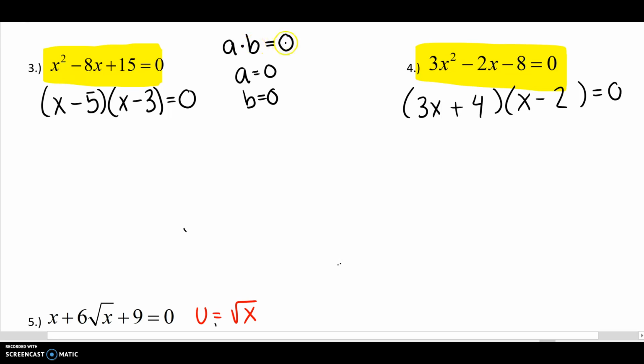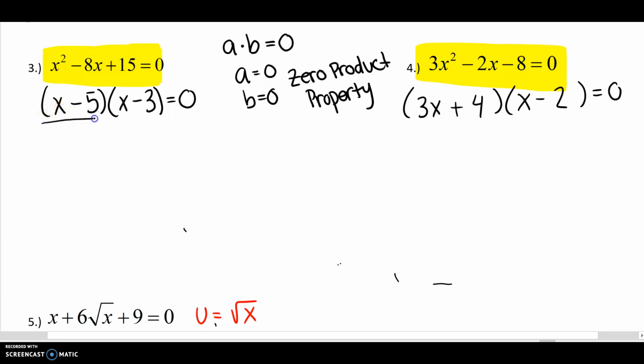Okay, 0 times anything is 0, vice versa. This is called the zero product property. You may have heard of this before, but if not, here it is now. The zero product property just says in order to get a product equaling 0, either one or both pieces needs to equal 0. Why does that matter?